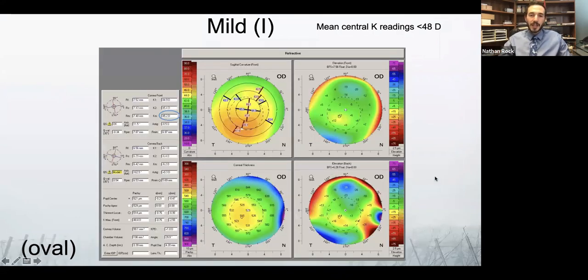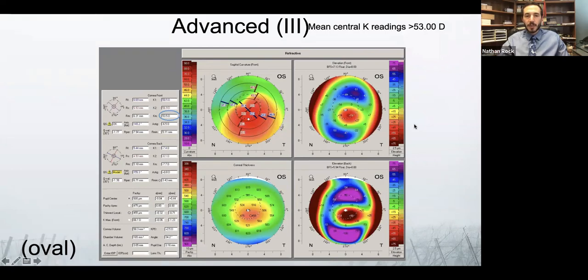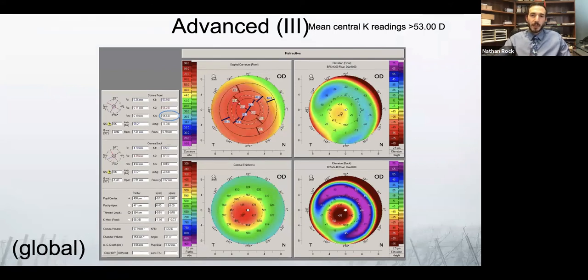Another example of mild, which is an oval type, still with central K readings of less than 48, progressing to a moderate stage, which is a central K reading of less than 53. So we're looking at 52.5. Advanced is central K readings greater than 53. So we see more steepening on the anterior surface, and the elevation on the posterior surface becoming more pronounced. Still oval type. This is an example of global that falls under stage 3.